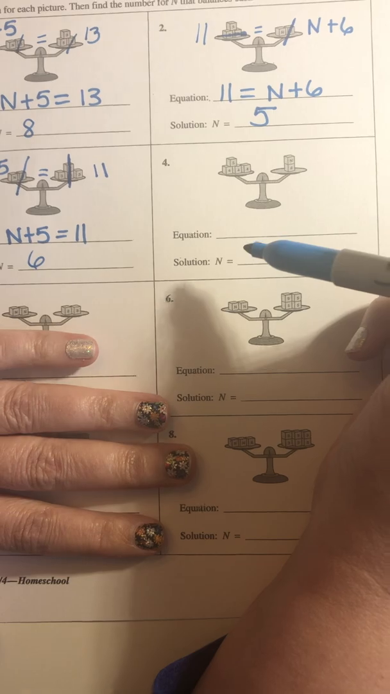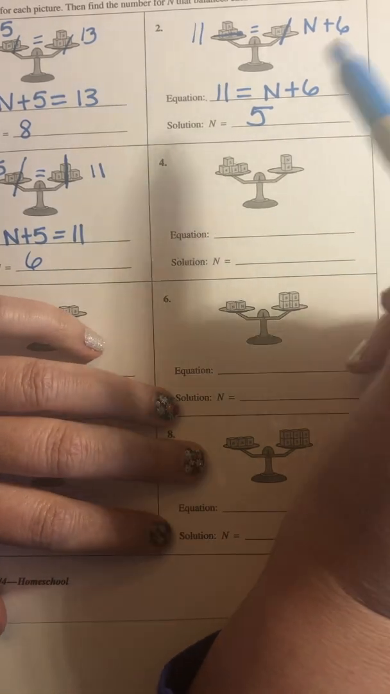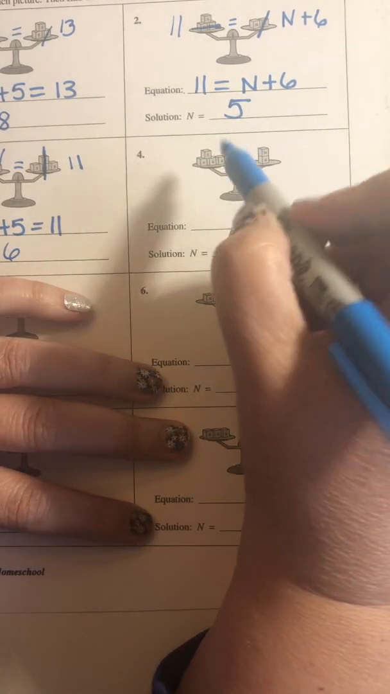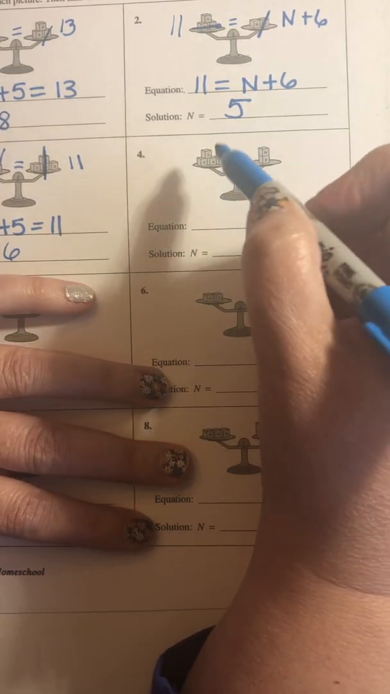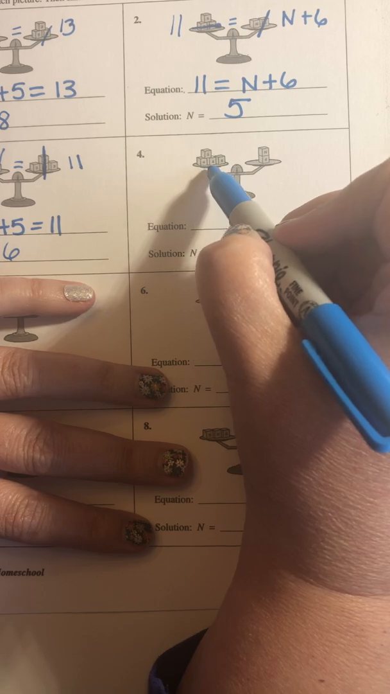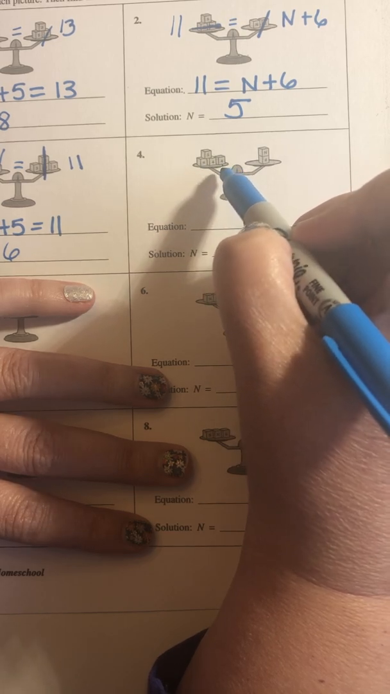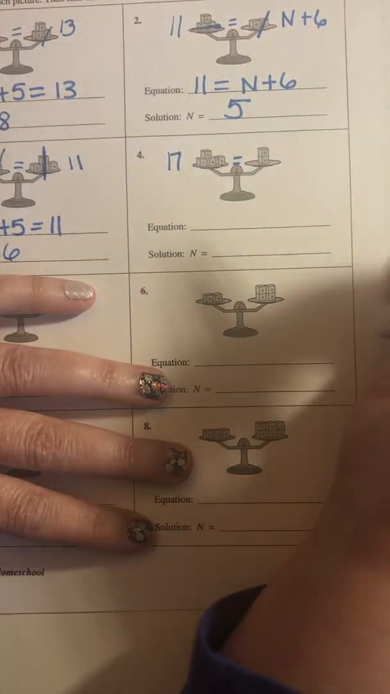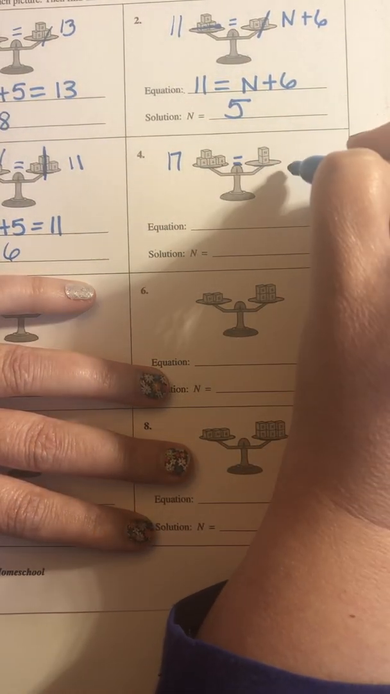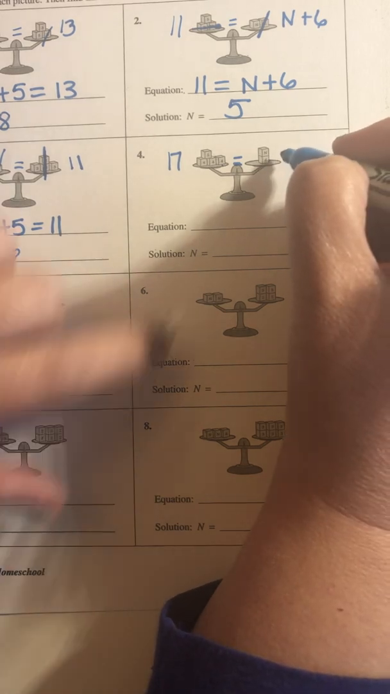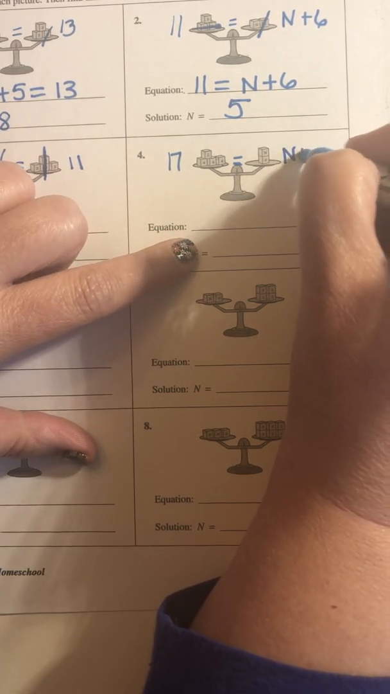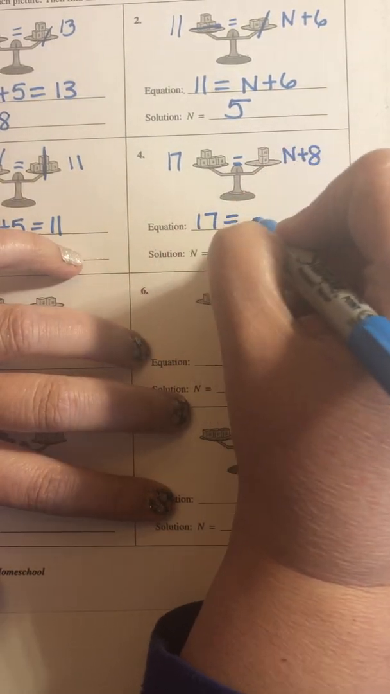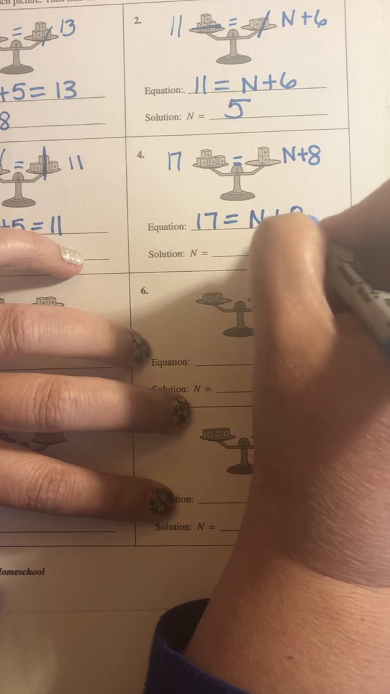It's just another way of doing it. We've done it where we've just done the straight up math. This is showing it to you in equation form. Okay? So on number 4, over here I have 4 plus 4 plus 4, that's 12, plus 5 is 17. And I know that's equal to whatever is over here, which is an n and an 8. So my equation is 17 is equal to n plus 8.